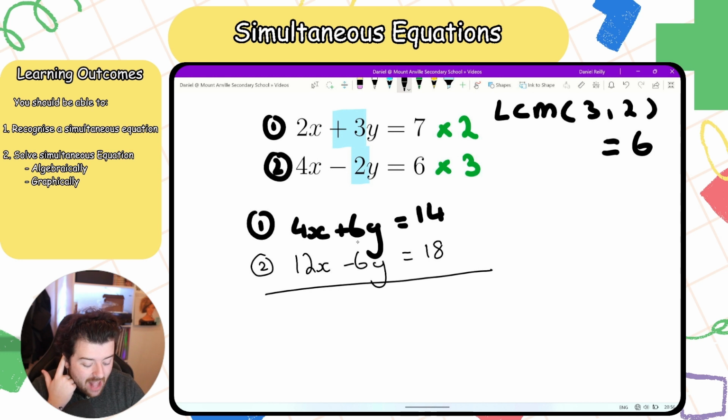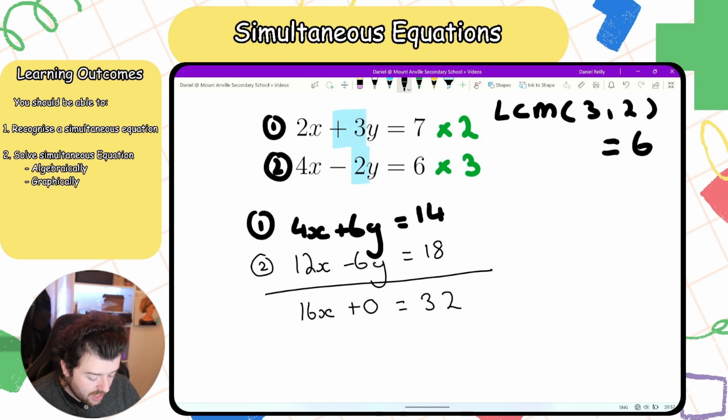The next step is we add the two equations together. When we add them, the +6y and the -6y go to 0. I'm essentially getting rid of y. So let's do that. I add both equations together: 4x + 12x is 16x, +6y - 6y gives me 0, and 14 + 18 is 32. Therefore, I have 16x = 32.